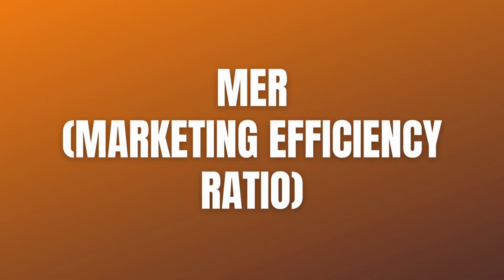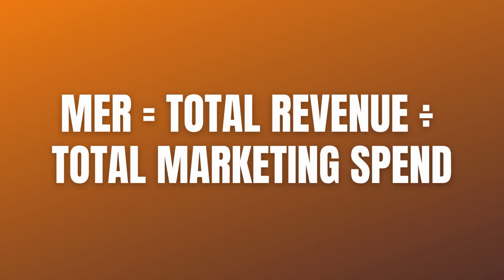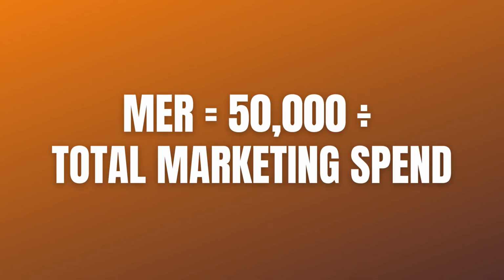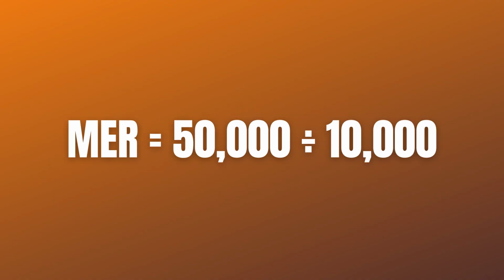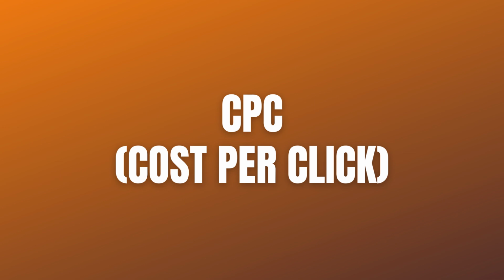Number three is MER. I did a video about this. It's pronounced marketing efficiency ratio. The MER evaluates overall marketing efficiency by comparing total revenue to total marketing spend. So unlike ROAS, which focuses on specific campaigns, MER is a broader view of all your marketing. So if your total revenue is, let's say, $50,000, and your total marketing spend is $10,000, then your MER is 5.0.